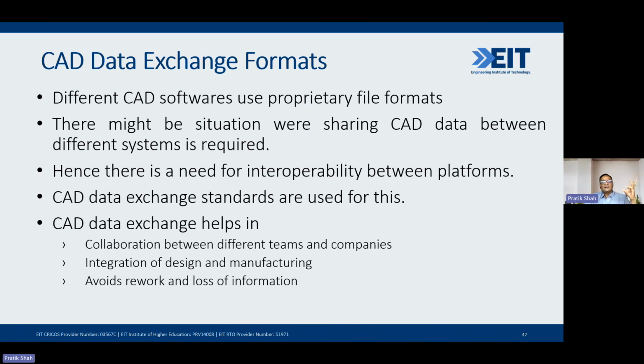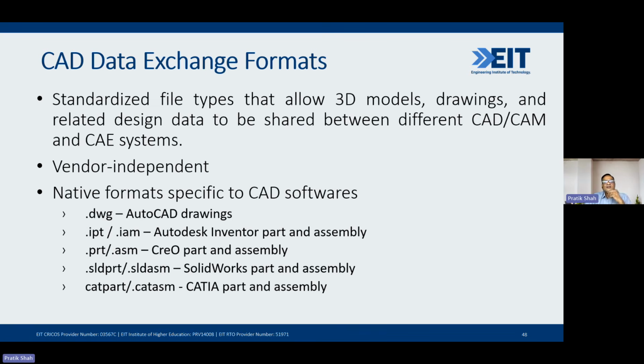I would just briefly sum up that when you are using AutoCAD, the file extension is .dwg. When you are using Autodesk Inventor, it is IPT or IAM. If it is a part, then it is IPT, and IAM is for assembly. When using Creo, then it is .prt and .asm.